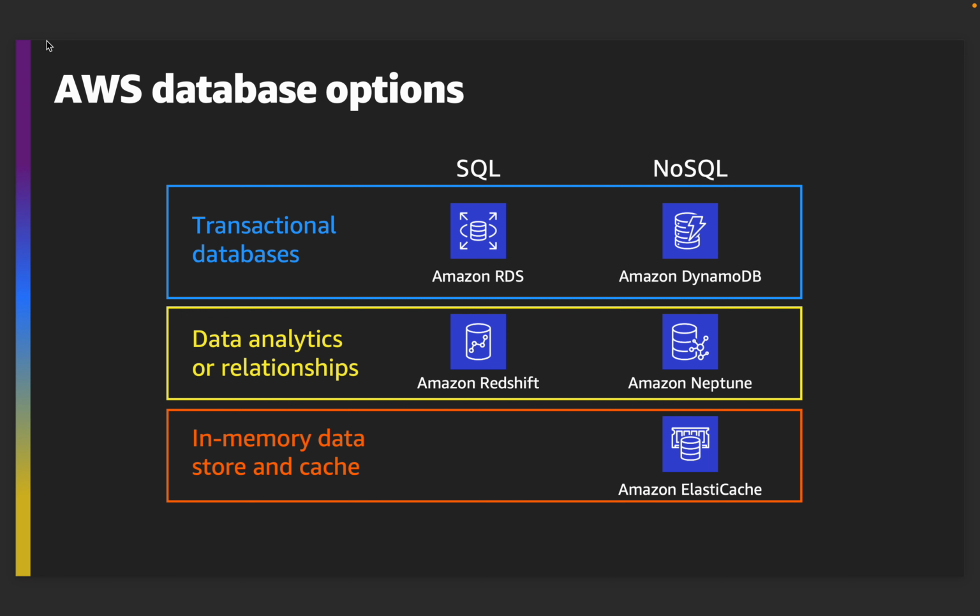AWS database options: for a transactional database, Amazon RDS; for non-transactional NoSQL, DynamoDB. For transactional processing, and for data for analytical or relationship workloads, there is Redshift or Amazon Neptune. The in-memory database is ElastiCache.